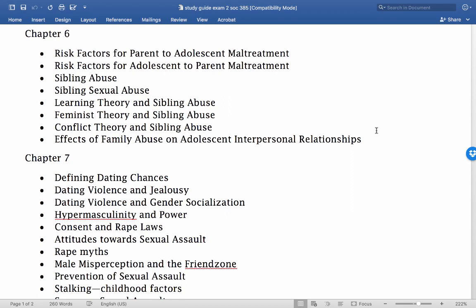So learning theory, I'll use that sibling abuse is related to modeling or conditioning, meaning that you basically learn to commit violence by seeing it, so that's why you carry that out on your siblings. So maybe you see your parents physically discipline your siblings, so you physically discipline your siblings.